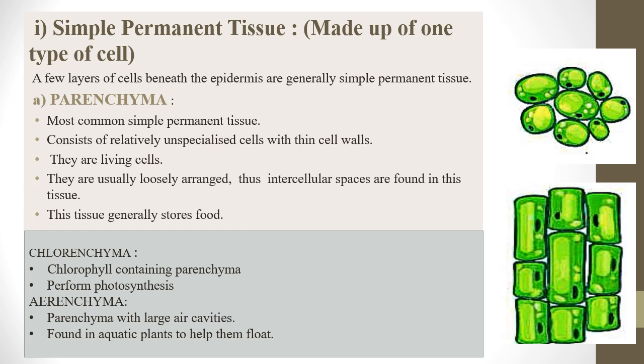Aerenchyma is a specialized type of parenchyma tissue that has large air spaces between the cells. These air-filled spaces help aquatic plants float on water by reducing their overall weight and providing buoyancy.